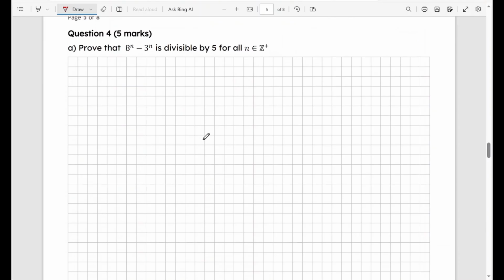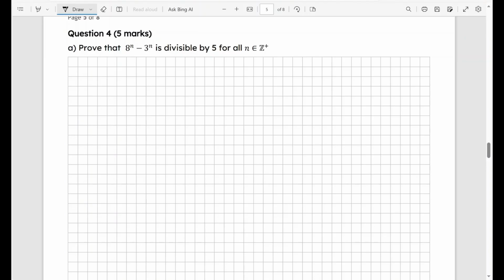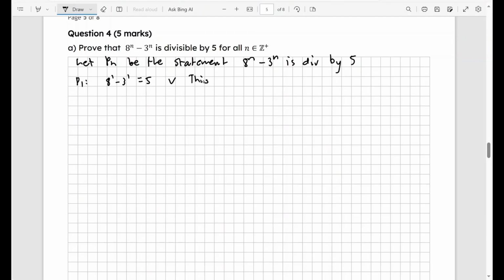Next we have here an induction proof that 8 to the n take 3 to the n is divisible by 5. So what you need to do is start by saying let Pn be the statement 8 to the n take 3 to the n is divisible by 5. So we're going to prove that P1 is true. 8 to the 1 take 3 to the 1 is 5. This is divisible by 5. Therefore, P1 is true.